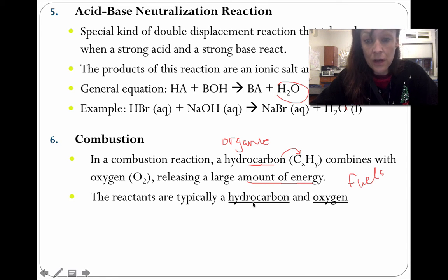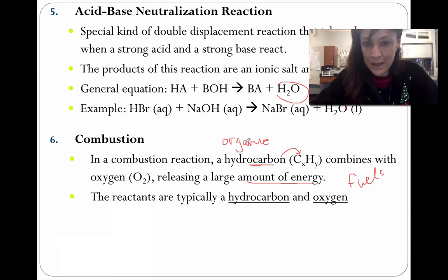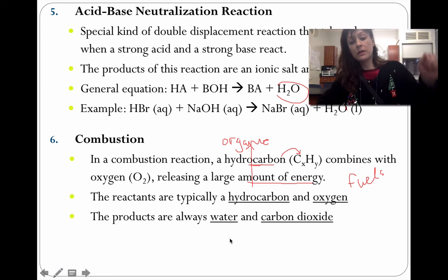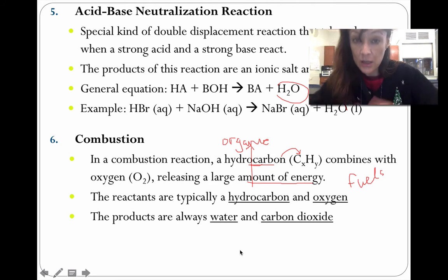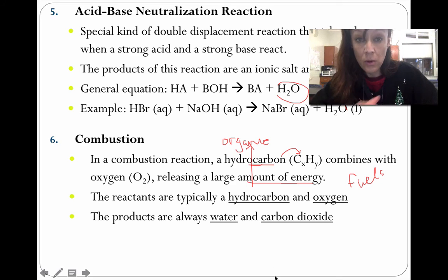Reactants are your hydrocarbon and oxygen. At least for you guys, it'll be a hydrocarbon. But like I said, it's pretty much any organic compound. And with oxygen, the products are always water and carbon dioxide in different amounts. So there are different balanced equations, but water and carbon dioxide, always.